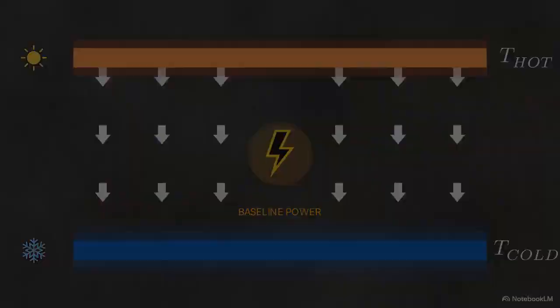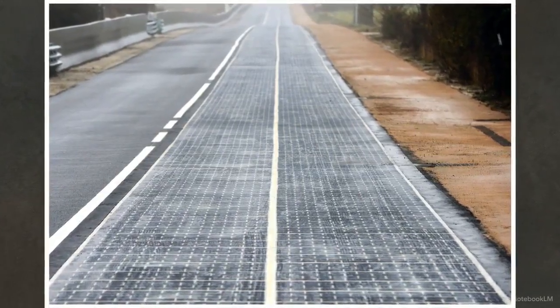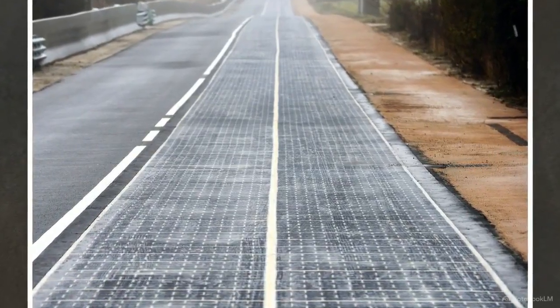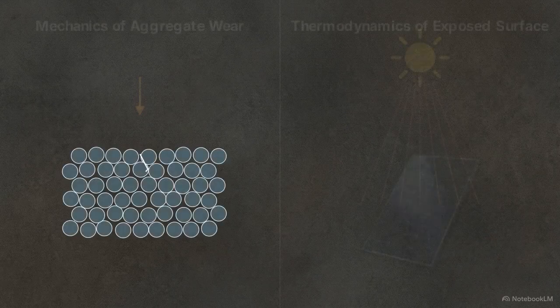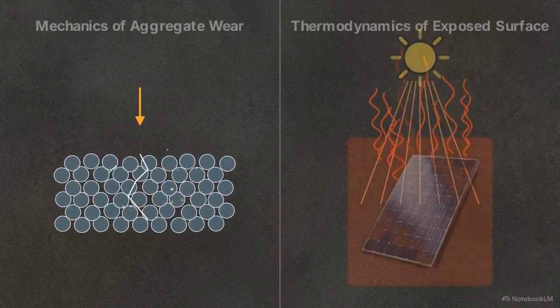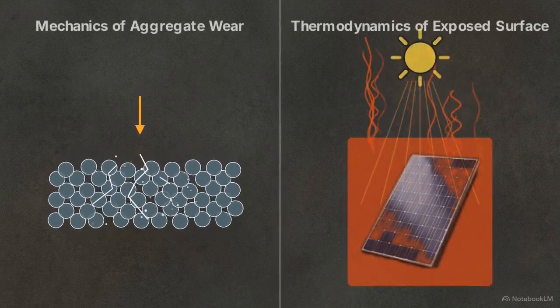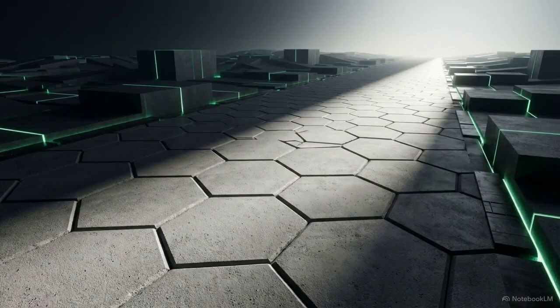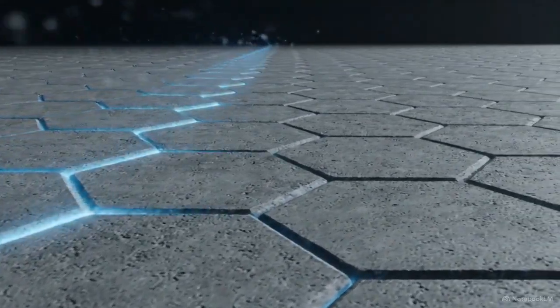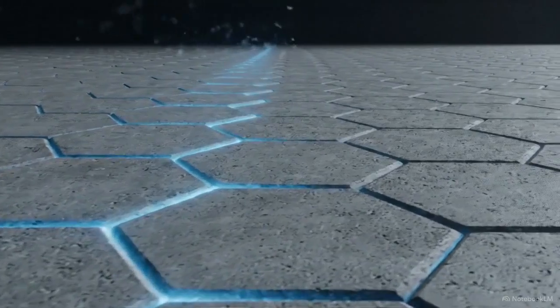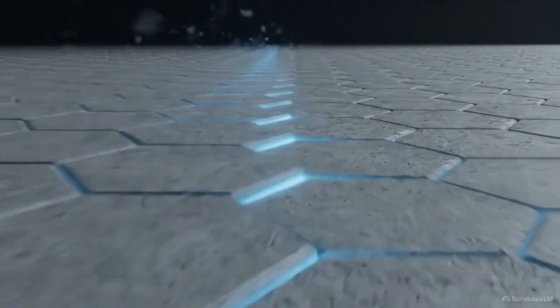For a decade, the industry attempted to build smart roads by simply dropping fragile electronics onto flat asphalt. They ignored the mechanics of aggregate wear, and they ignored the thermodynamics of an exposed surface. The next generation of transportation infrastructure requires us to stop blindly paving over electronics and instead engineer the road itself as a resilient, solid-state energy engine.